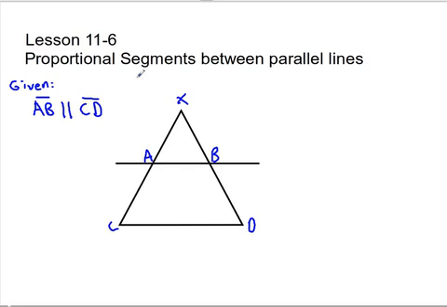This is lesson 11-6, and today we're going to talk about proportional segments between parallel lines. If you look at the triangle below, we have AB, which is parallel to side CD, the bottom side of the triangle there. So there's AB, and it's parallel to the bottom here, which is segment CD.